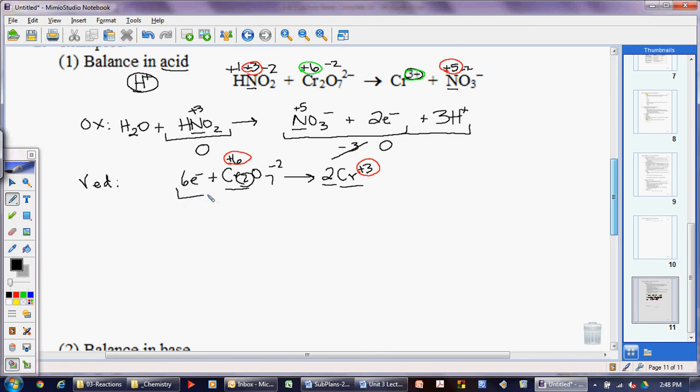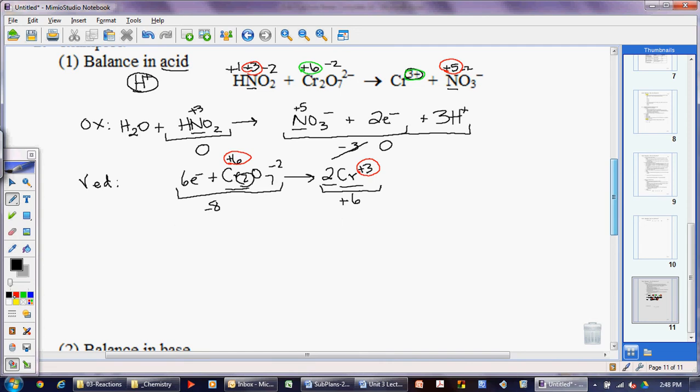So I'm looking at the entire side to see what the charge is. We've got 6 negatives in the electrons plus 2 negatives in the dichromate ion. That's a total of 8 negatives on the left-hand side. On the right-hand side, we have 2 chromiums. Each one is a +3. That's a total of +6. So now we're going to try to balance -8 with +6.